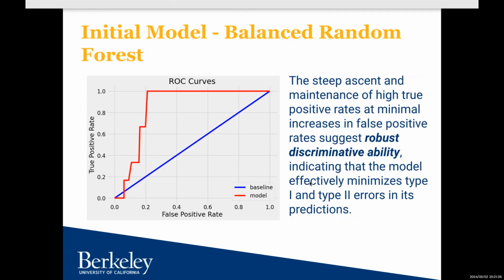This steep ascent and subsequent plateau, with a high level of true positives and very few false positives, illustrates the model's robust discriminative ability. It is particularly effective in minimizing both type 1 and type 2 errors, which are respectively the incorrect rejection of a true null hypothesis and the failure to reject a false null hypothesis. Such a profile indicates that balanced random forest is not only capable of distinguishing between the classes effectively, but also maintains its discriminative power across various thresholds.